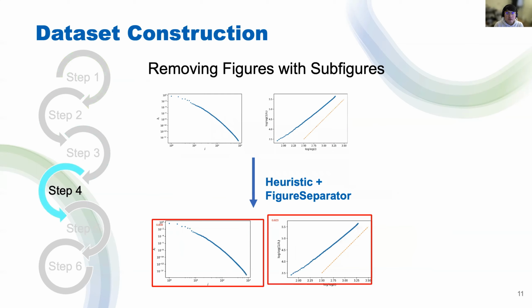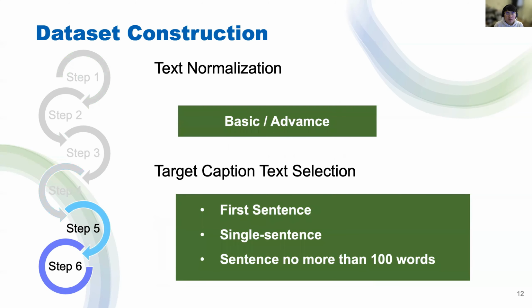Next, we try to identify if these figures have subfigures. The figures with multiple subfigures are a lot more complicated, so we decided to focus on the figures with no subfigures. Next, we also did some text normalization. For example, replacing all the numbers with one universal number token.